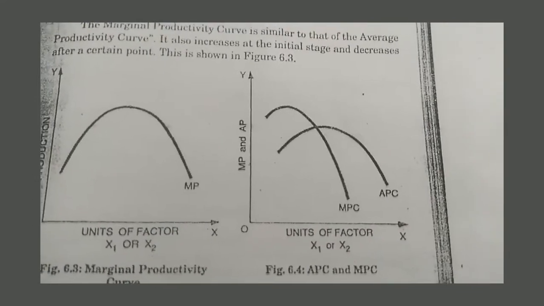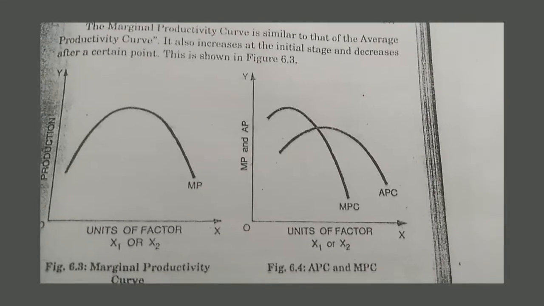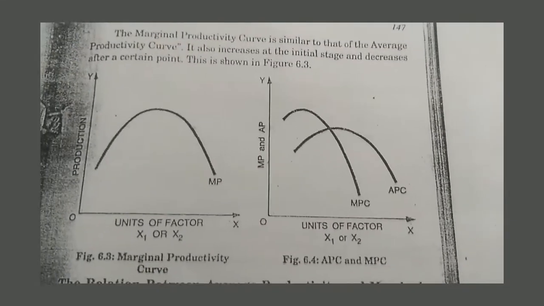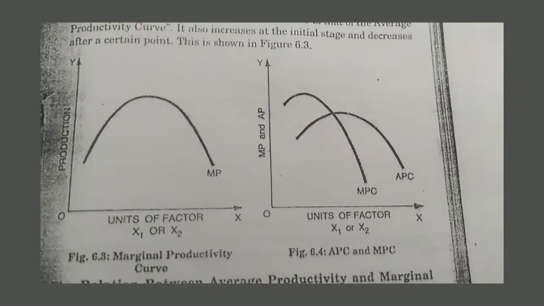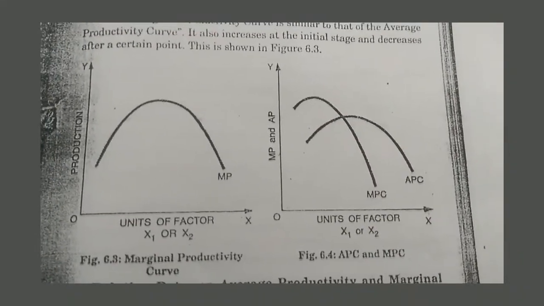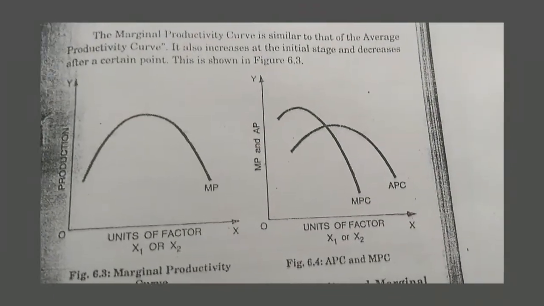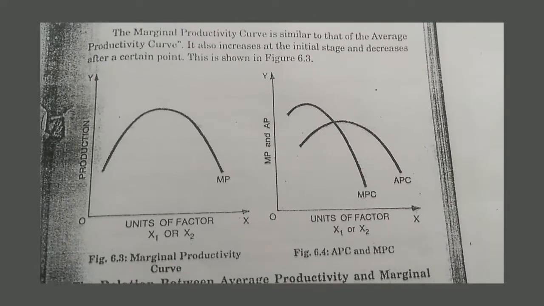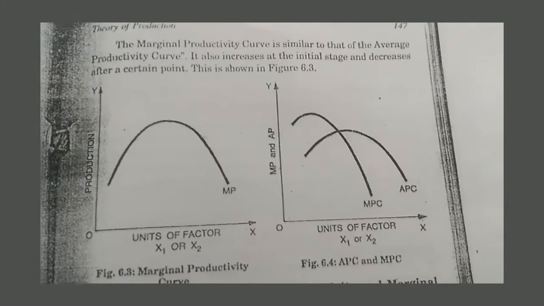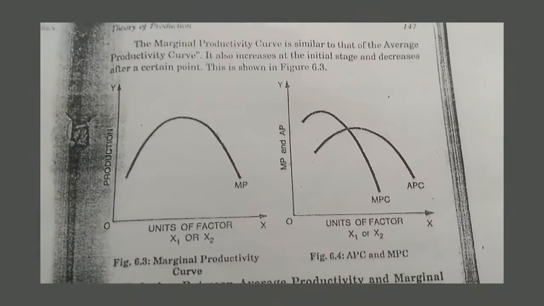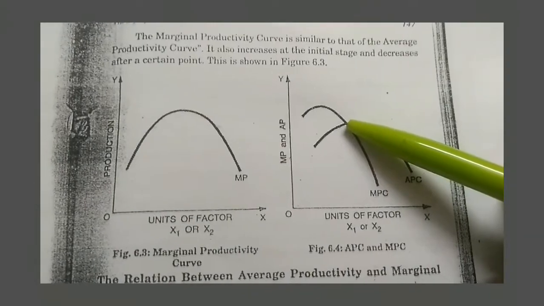Now, the relationship between average productivity and marginal productivity curve. Generally, the shape of the average productivity curve and marginal productivity curve is identical, so it creates confusion. If the average productivity curve increases, the marginal productivity curve also increases. In the initial stage, the average productivity curve increases, the marginal productivity curve also increases. But the marginal productivity curve increases more than that of the AP curve. When the AP curve attains its maximum point, the MP curve becomes equal to it. So at the AP curve's maximum point, the MP curve becomes equal to it.